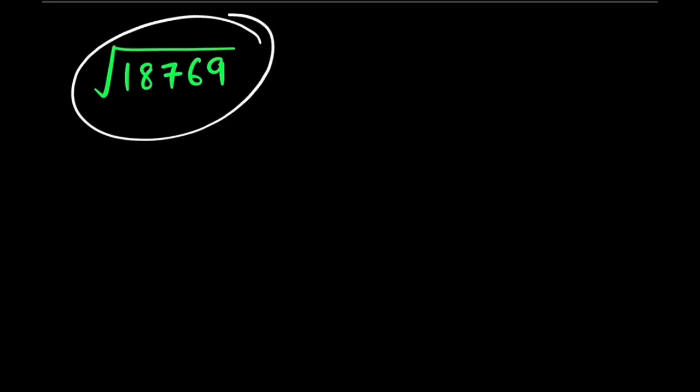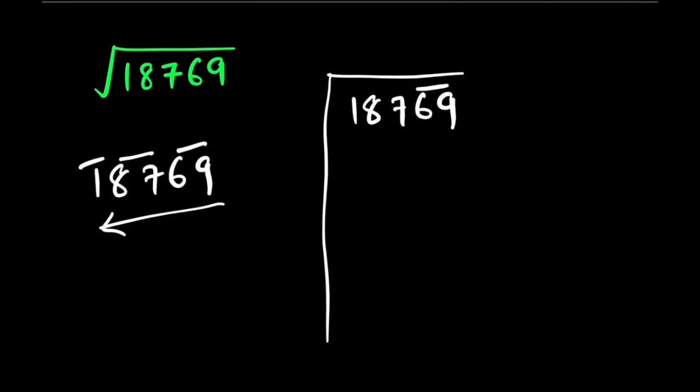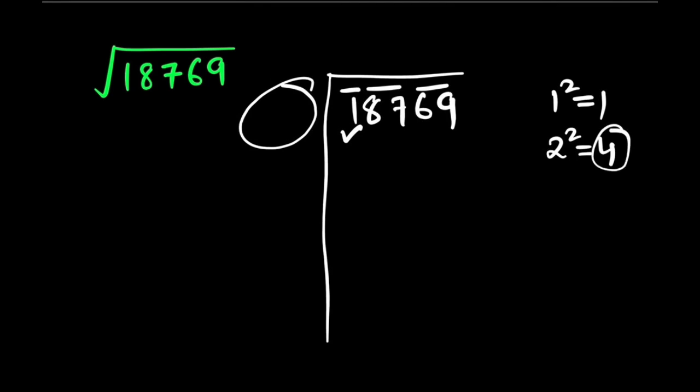Now let's try out this last number. First, draw the long division table and write 18,769 in the dividend spot. So 69 is one pair, 87 is one pair, and this 1 will be another pair. Now the next thing is to find this divisor. To find that, look for a perfect square which is equal to 1 or less than 1. Since 4 is greater than 1, I'll have to choose this 1. So the divisor is 1.